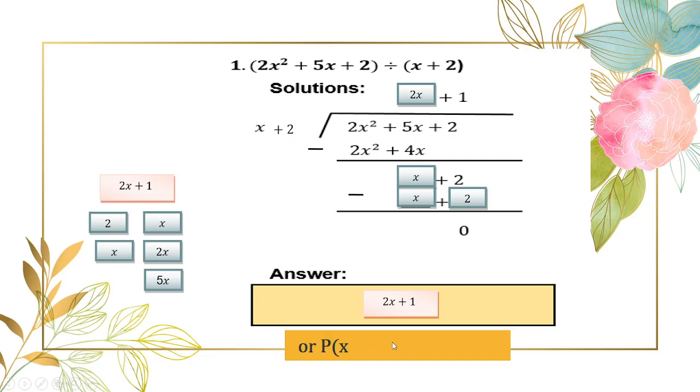Expressing in another form, we have p of x equal to x plus 2, the divisor, times 2x plus 1. Sorry, it should be 2x plus 1.